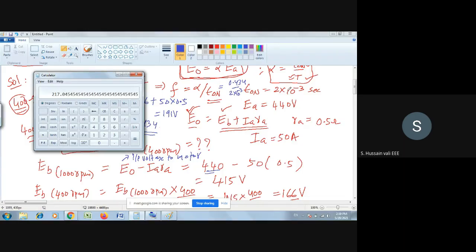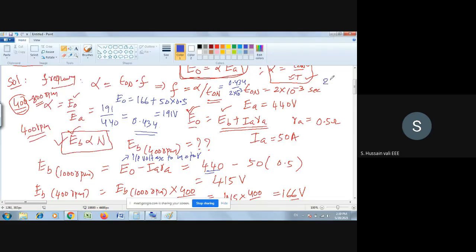217.0 is there. So I will give 217 hertz. This is for 400 RPM. Now similarly we will do it for 800 RPM. How will we do it for 800 RPM?